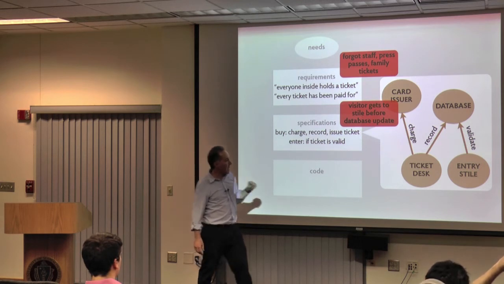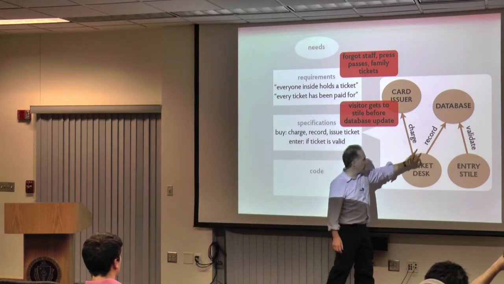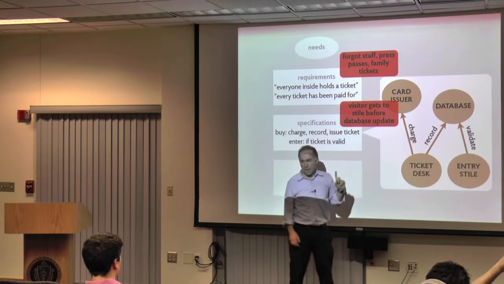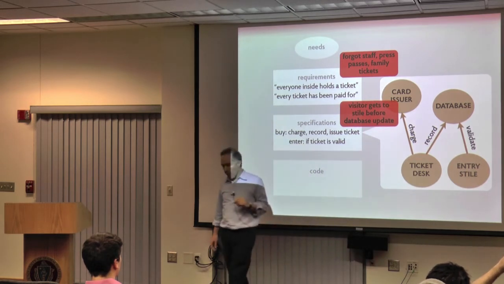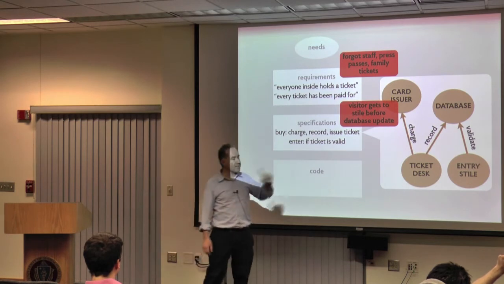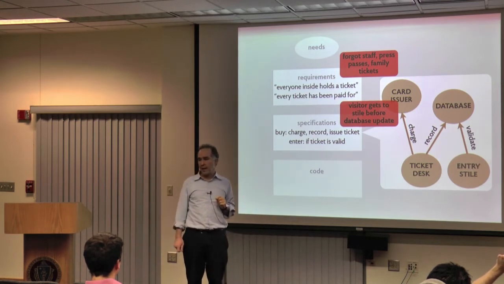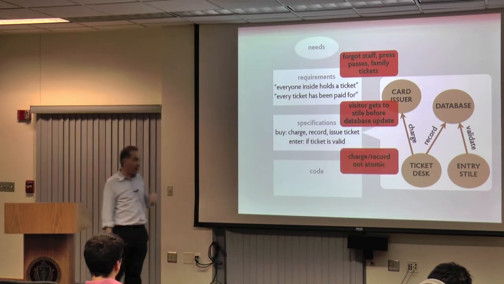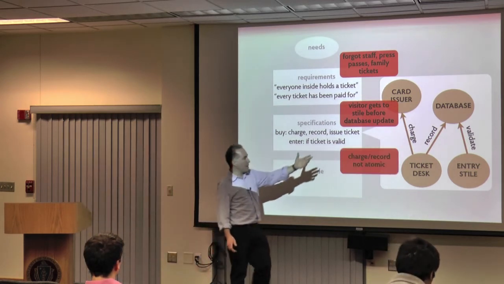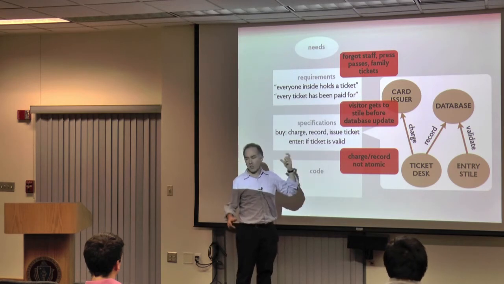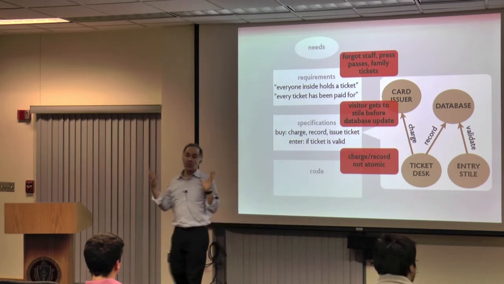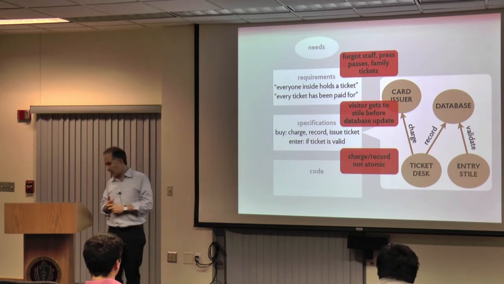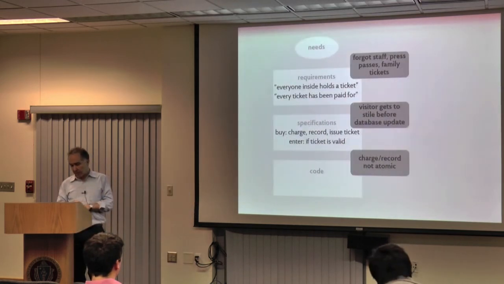Maybe I don't send this record. I don't ensure that the record message is sent quickly enough. And so maybe if the database is slow, a customer could actually get to the entry style before the record is in the database, in which case their ticket will appear to be invalid. And then, of course, there are verification errors. For example, maybe I'll fail to make the charge and record action atomic so that it's possible that if the credit card fails, you still get a ticket, or vice versa. So those are a bunch of errors.